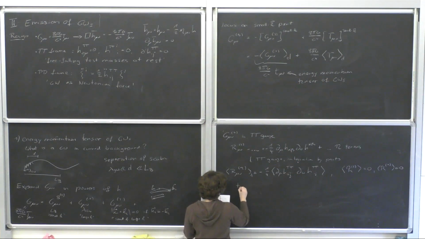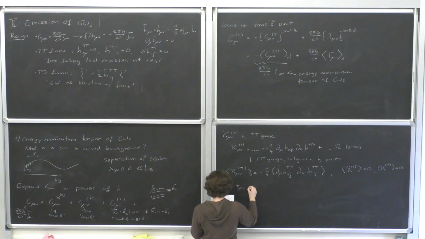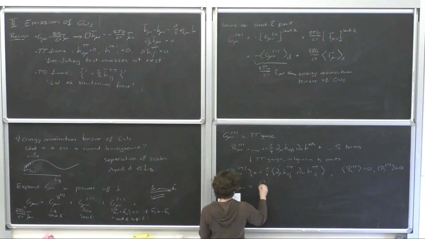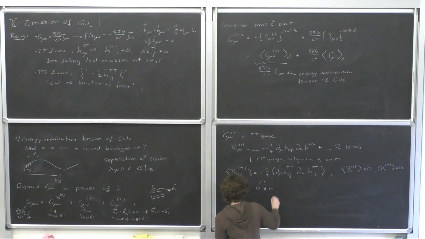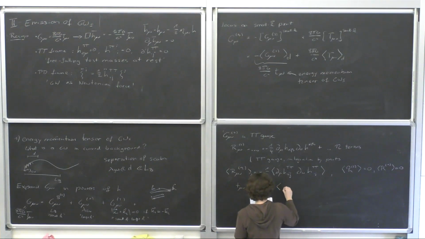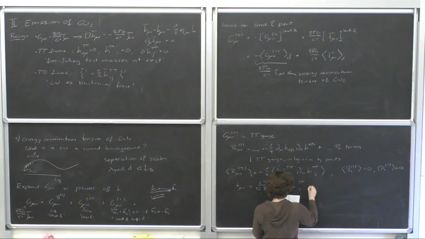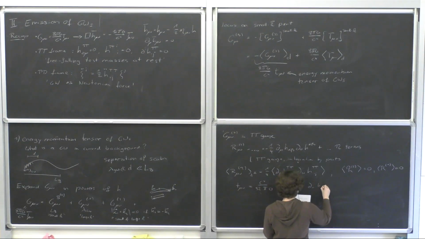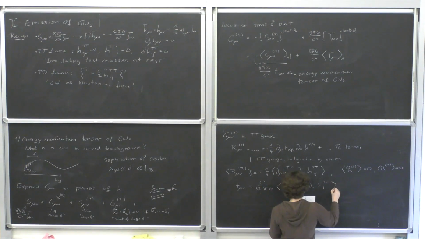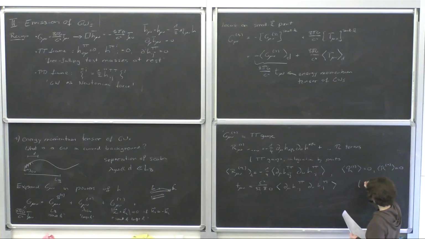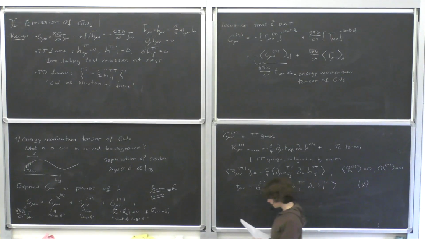So then you get that T_μν is c^4 over 32πG times the average of ∂_μ h_ij^TT ∂_ν h_ij^TT. Mark this with a star, we will need it later.